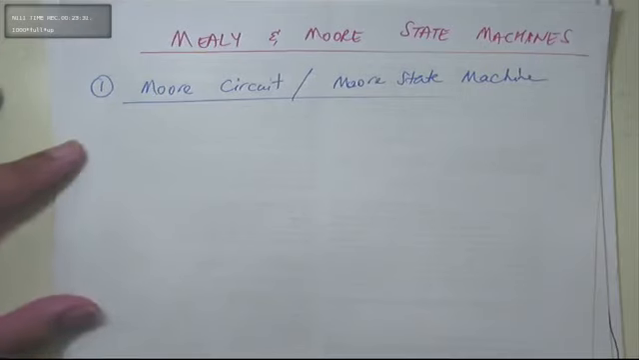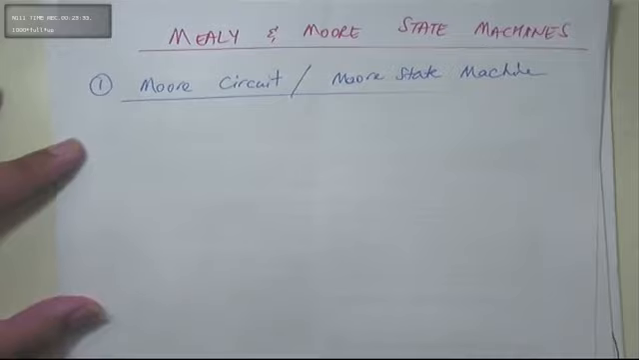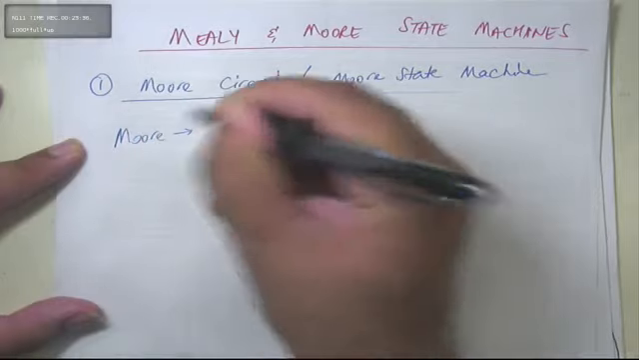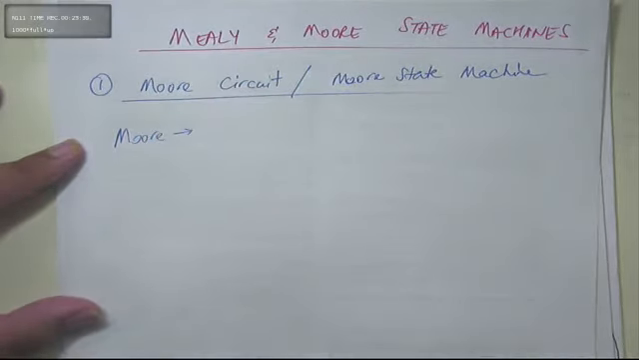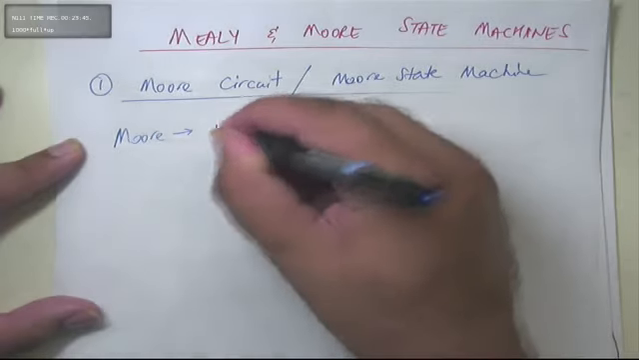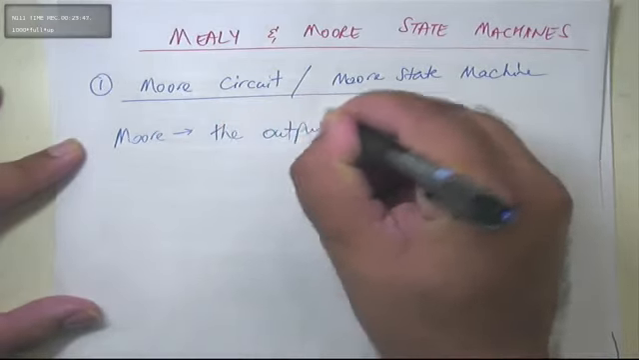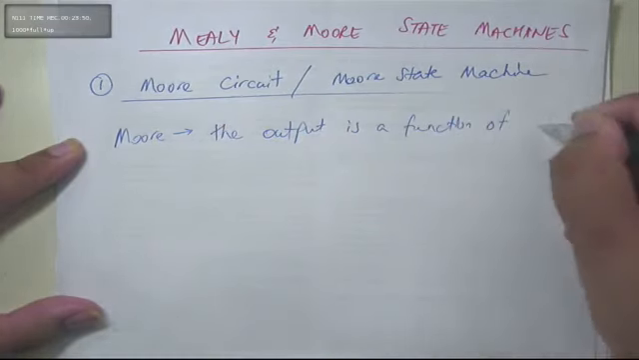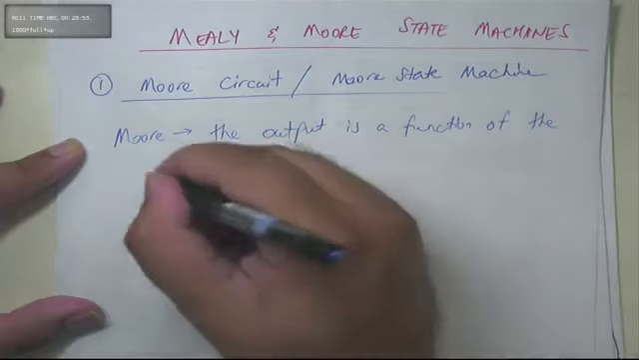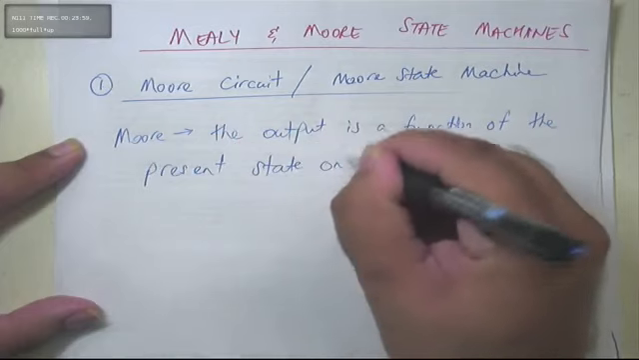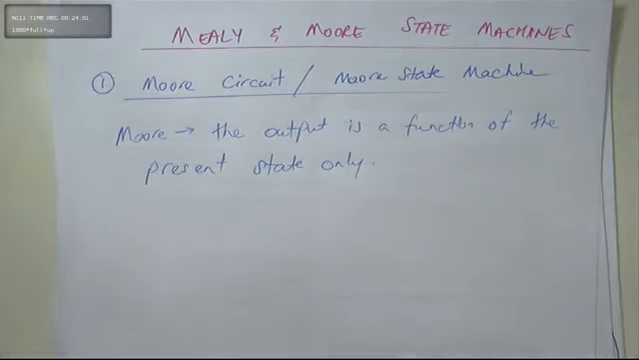Maybe even I can give the definition. So for Moore, the output is a function of the present state only. The output is a function of the present state only. All right. Now let's look at an example.